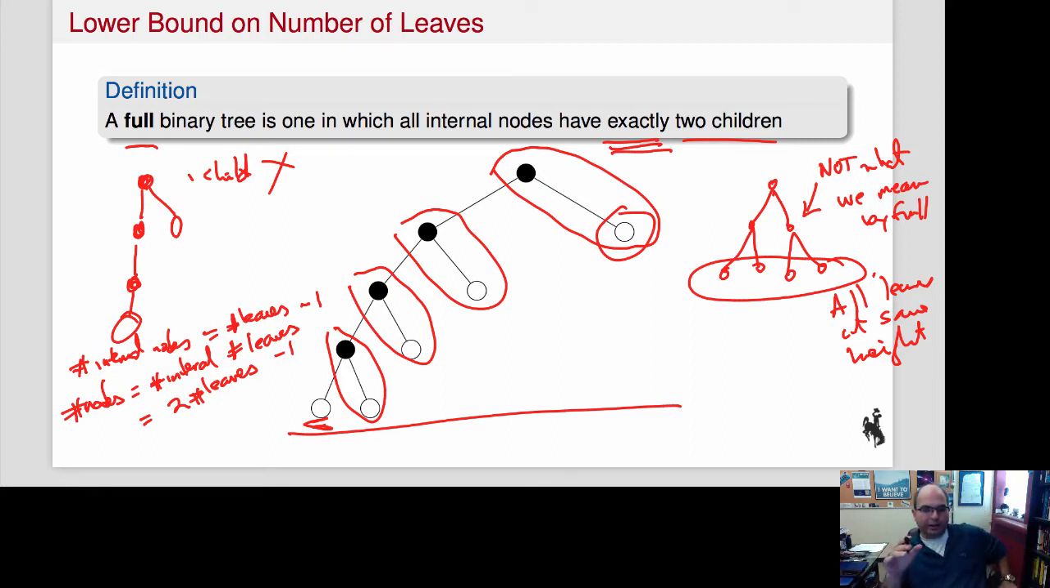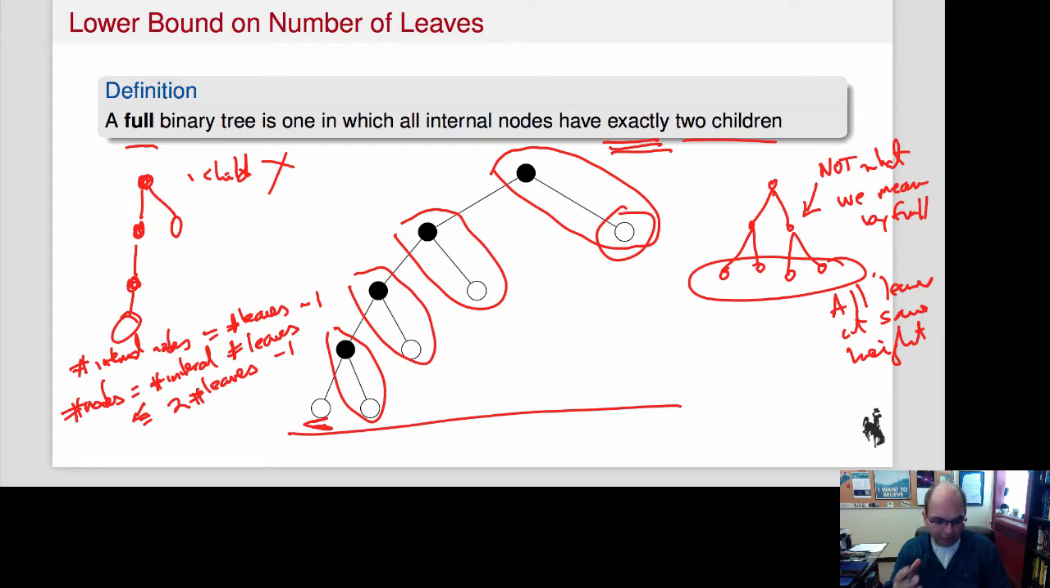Now here is kind of the big moment. That's true for this particular tree. But what happens in general? So I could add more internal nodes. And would that be bigger than the number of leaves minus 1 or smaller than the number of leaves minus 1? And actually what we have is smaller. So what does that mean?